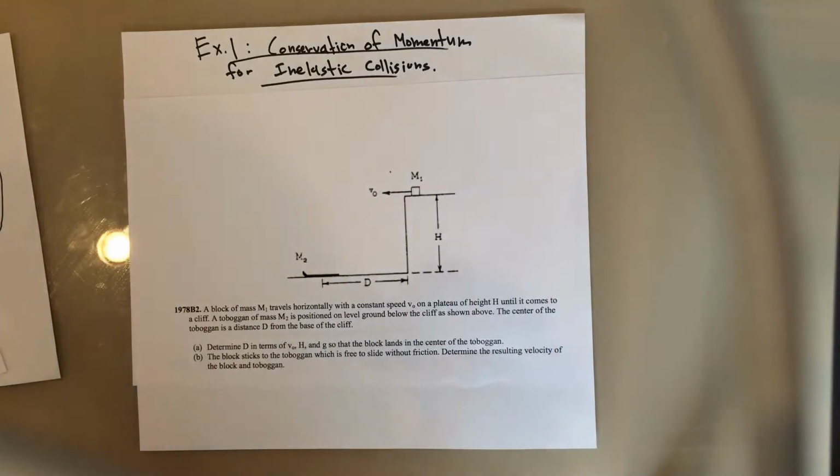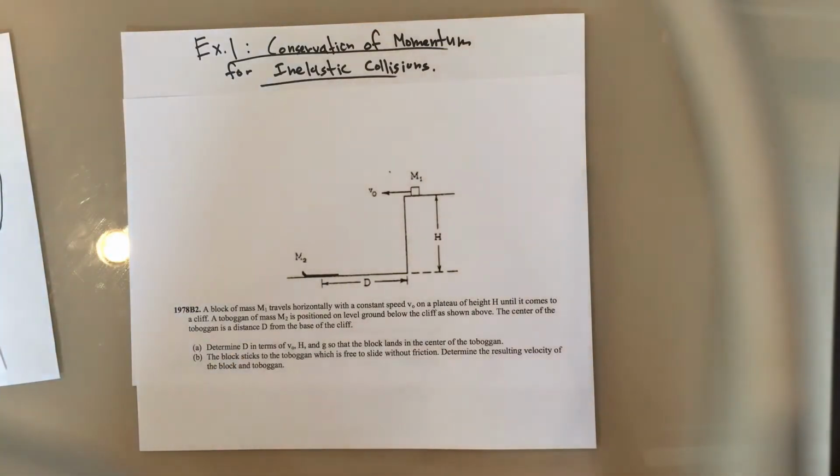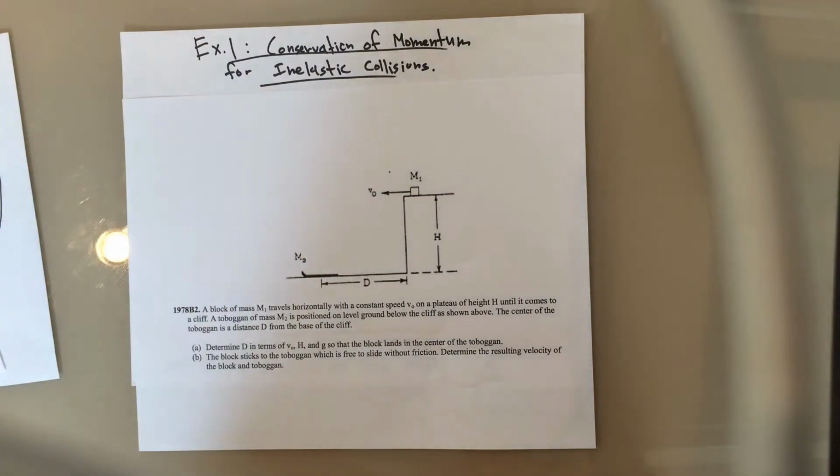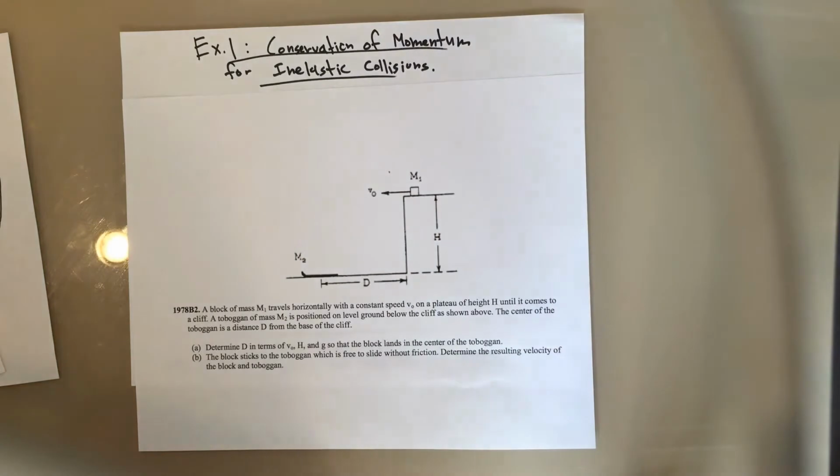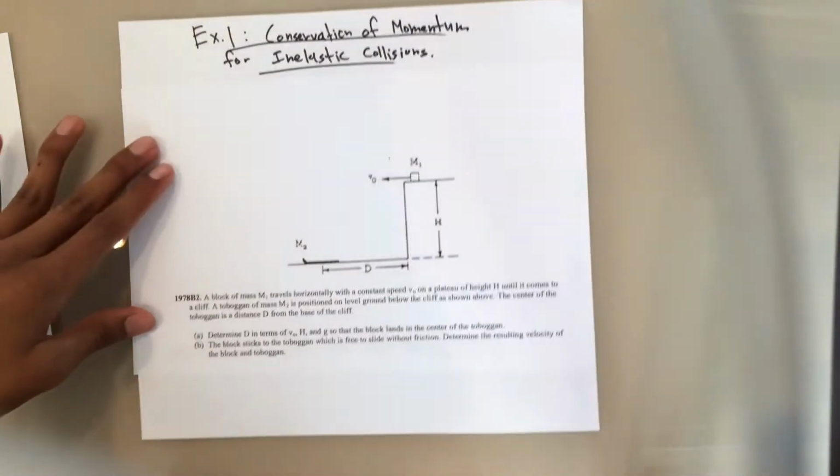Okay, so this is an example on conservation of momentum for inelastic collisions, where the kinetic energy is not conserved, although the momentum would be conserved as the two objects would stick together. So let's read the problem.